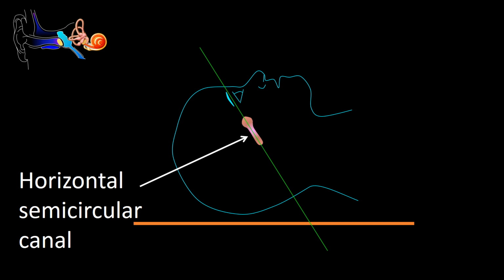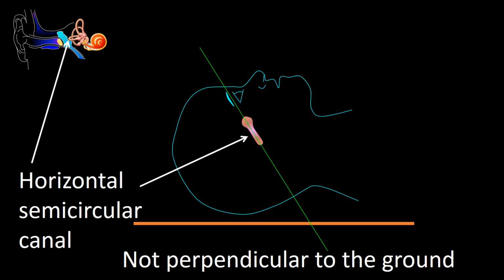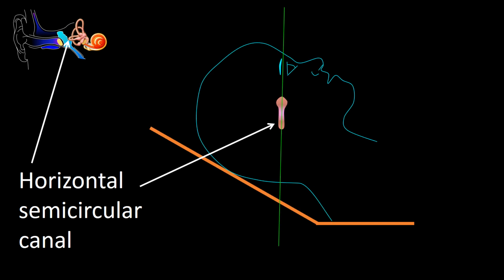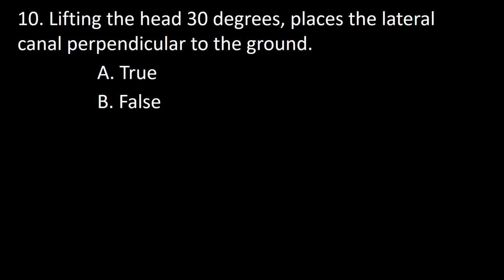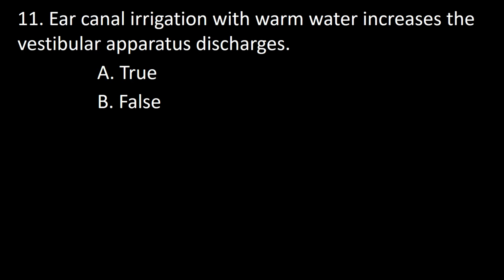Here I have isolated the horizontal semicircular canal to highlight that in this position it is not perpendicular to the ground, but were we to raise the end of the bed 30 degrees, then the horizontal semicircular canal would be perpendicular to the ground. So the answer to this question is true. Next question. Ear canal irrigation with warm water increases the vestibular apparatus discharges.